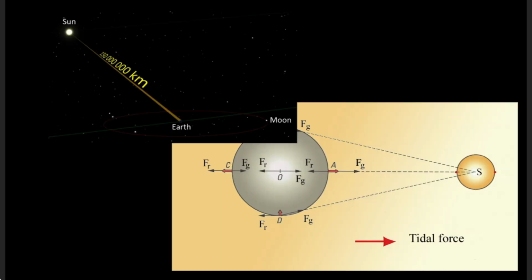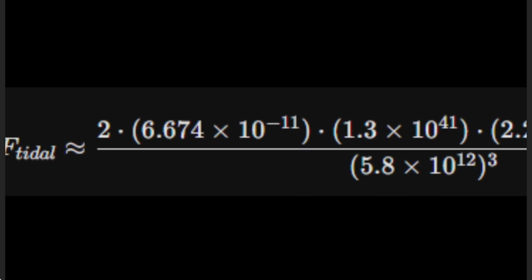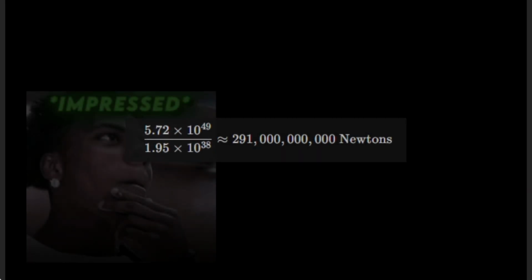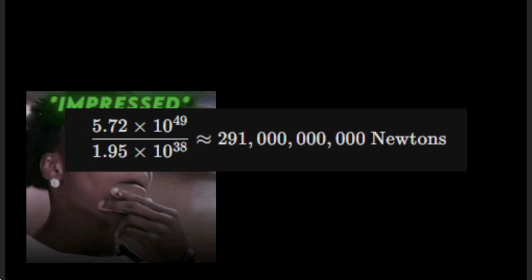Lastly, we'll find the tidal force at 1 light year away. F equals 2 times gravitational constant times mass of TON 618 times mass of Halley's Comet times the length of Halley's Comet divided by the distance cubed. This comes out to be 66.8 newtons. At the Roche limit, the tidal force explodes to approximately 291 billion newtons.